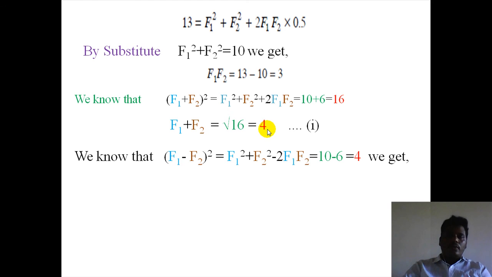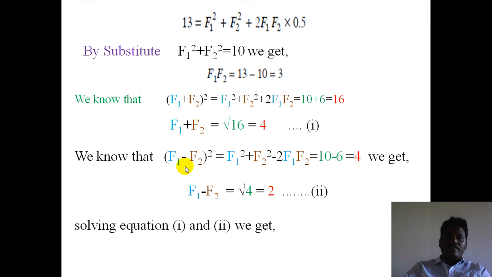So F1 plus F2 is equal to √16, which is 4. Now for the other equation, F1 minus F2 whole square is equal to F1 square plus F2 square minus 2F1F2. F1 square plus F2 square is 10, and 2F1F2 is 2 into 3, which is 6. 10 minus 6 is 4. We get F1 minus F2 whole square equal to 4, which means F1 minus F2 is equal to 2.